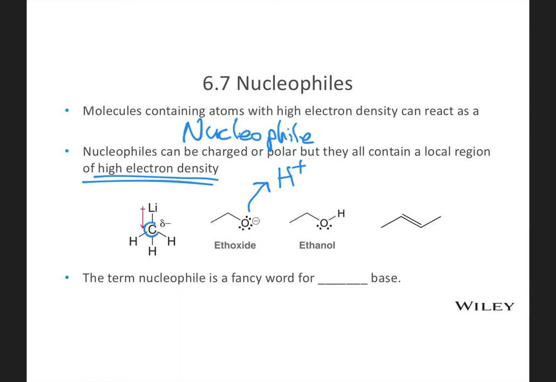The same can also be said of the lone pair electrons on ethanol. Now, while ethanol has an extra hydrogen, so it's neutral, it doesn't have a negative charge like the ethoxide does, these lone pairs on the oxygen are regions of high electron density, and they too can act as nucleophiles. The double bond of an alkene is also a region within a molecule of relatively high electron density.